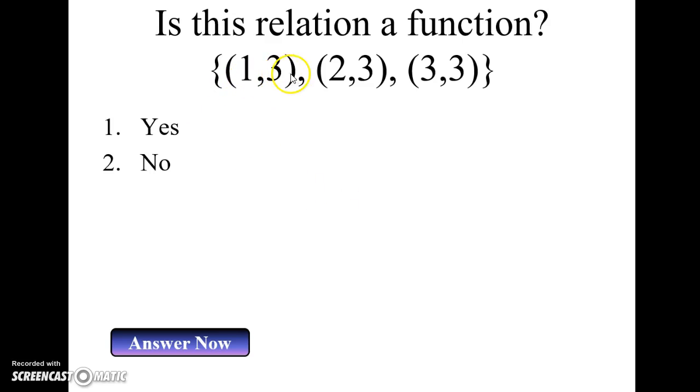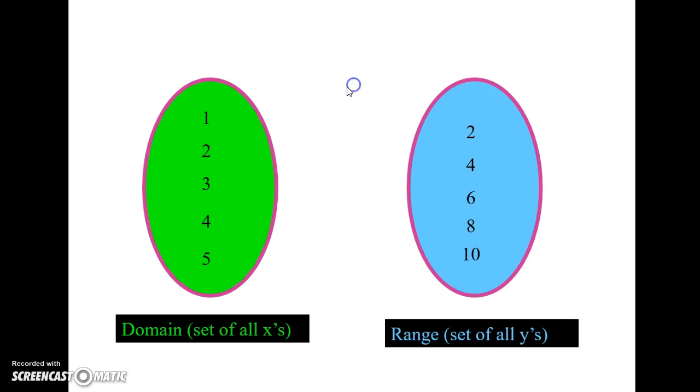So let's see if this is a function. 1 goes with 3. Do I see a 1 going to any other y? No. 2 goes with 3. Do I see a 2 going to any other y? No. 3 goes with 3. Do I see a 3 going with any other y? No. So this is going to be a function. You're looking at the x values. Those are the values that matter. Each x is only going with one y. It doesn't matter if the y values repeat. You're concerned with the domain, the x.